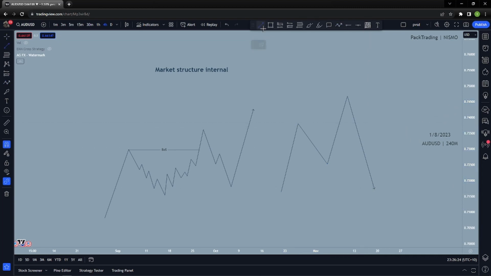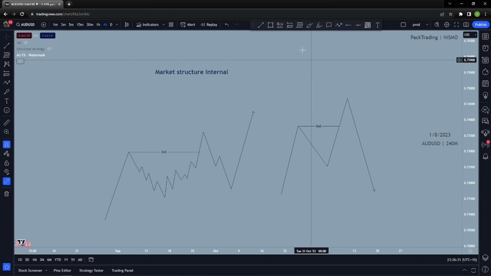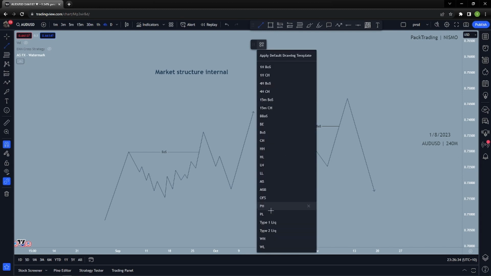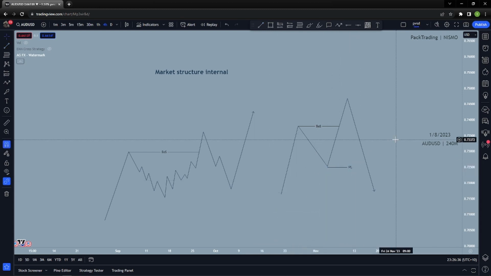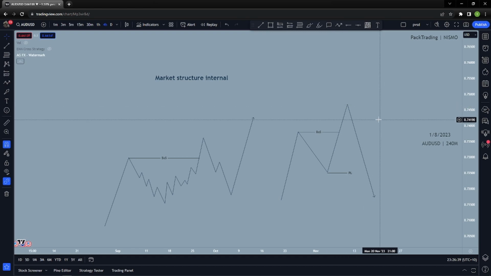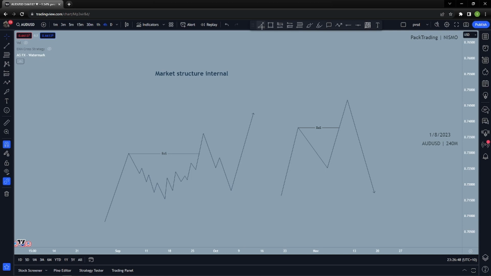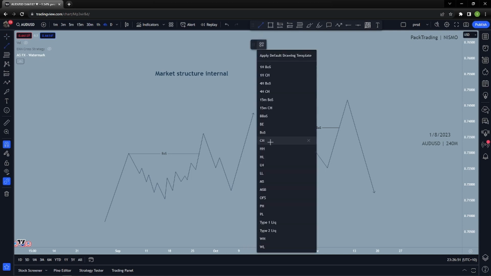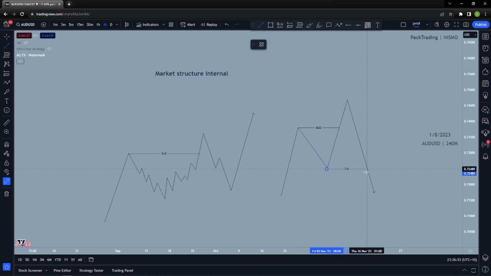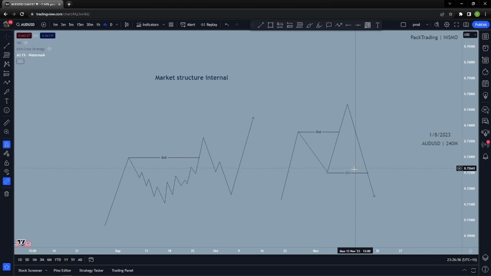So for example, you have a BOS over here. This is your protected low. That would be your protected high. What happened? It broke the protected low, which symbolized that structure is bearish, after it created a change of character, which is done over here. Okay, just refreshing your mind.